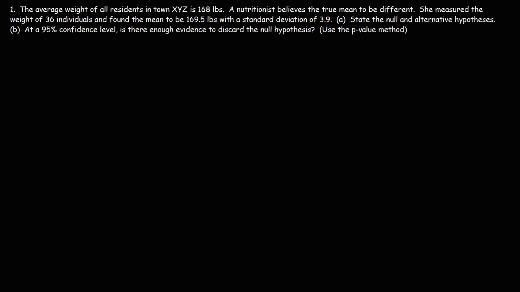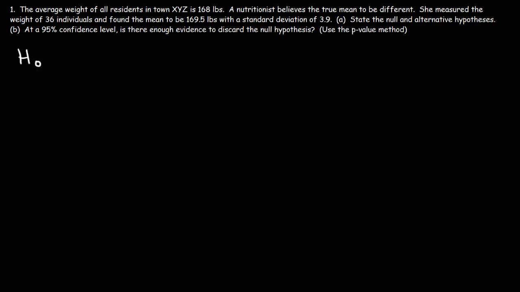The average weight of all residents in town XYZ is 168 pounds. A nutritionist believes the true mean to be different. She measured the weight of 36 individuals and found the mean to be 169.5 pounds with a standard deviation of 3.9. Part A, state the null and alternative hypotheses. If you want to take a minute and try this problem, feel free to pause the video and do so. So let's go ahead and begin.